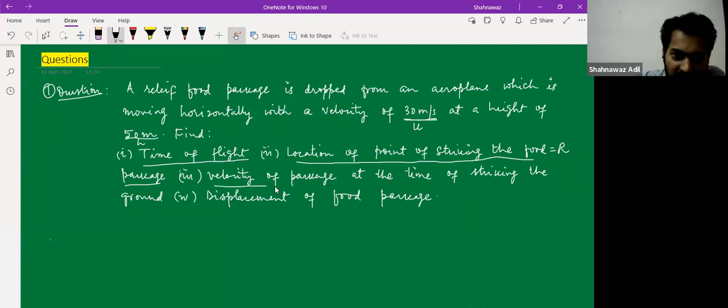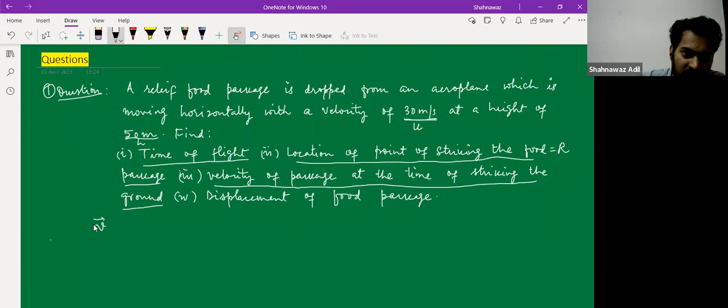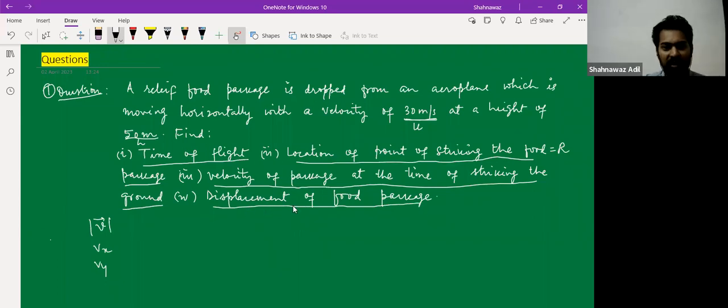And the velocity of the package at the time of striking the ground. Okay, so they are asking about the magnitude of V, so we'll have to calculate Vx and Vy. And lastly, they want us to calculate the displacement of the food package. Okay, so firstly, we'll make a diagram, and from there we will see what they are asking.